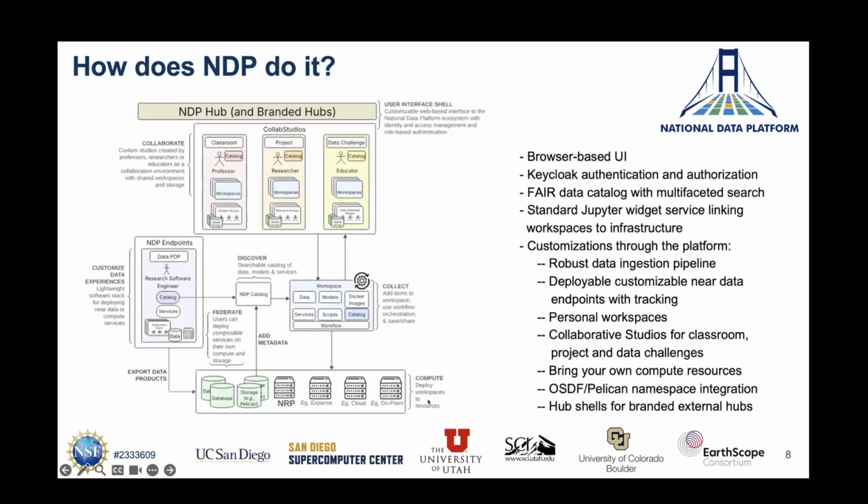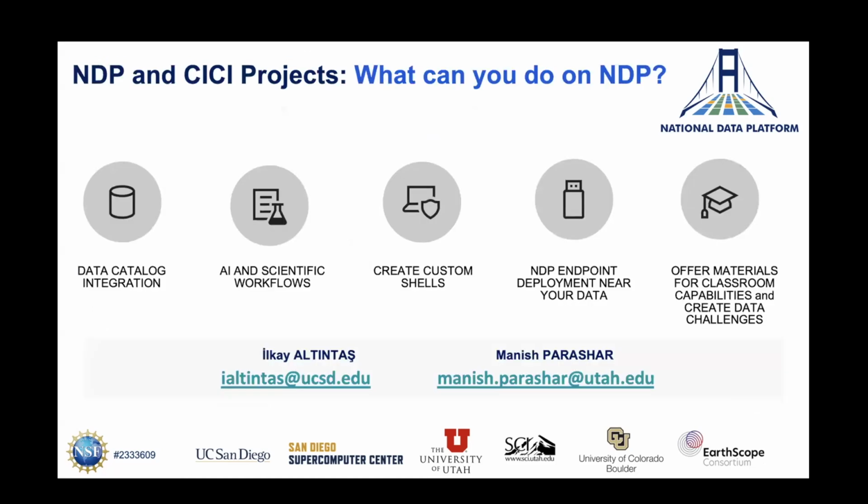So there's the ability to expand those. And if you have any needs to expand beyond the things that NDP offers today, like the integration with the National Research Platform or Amazon or on-prem clusters, we can definitely talk about those. So those are sort of the customizations and personal workspaces, collaborative studios, as I mentioned, bring your own compute, OSDF Pelican namespace integration, hub shells, right? And in addition to deployable near data services and robust ingestion pipelines to the catalog that NDP often gets quoted as. So how can we work with you?